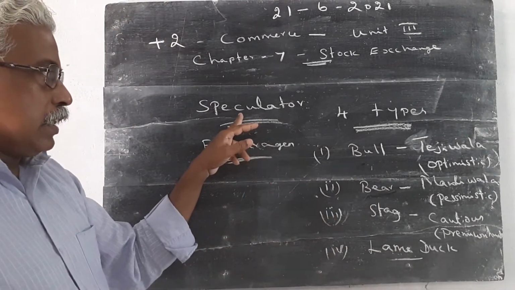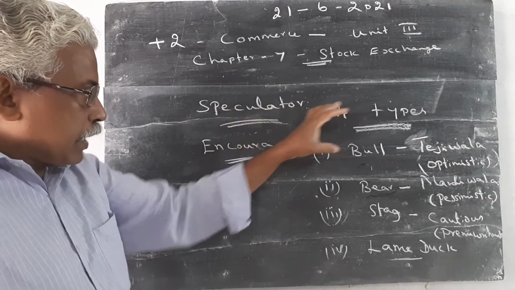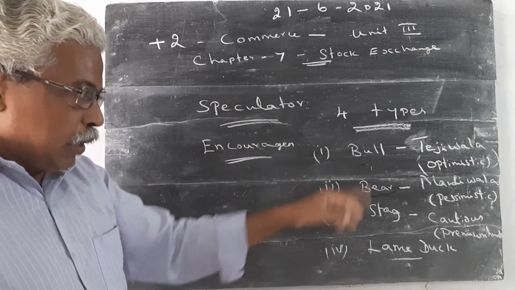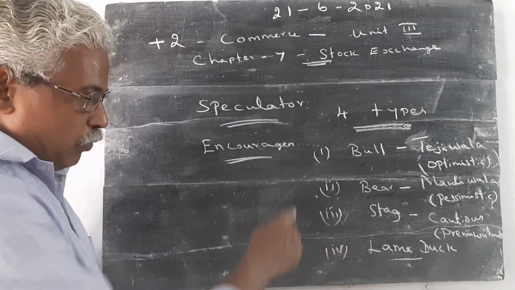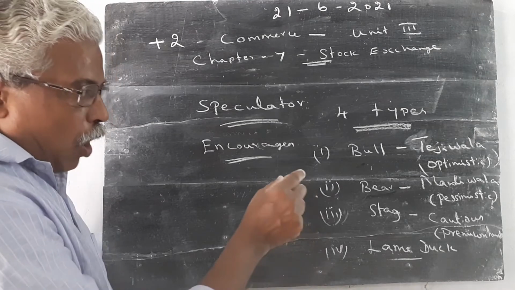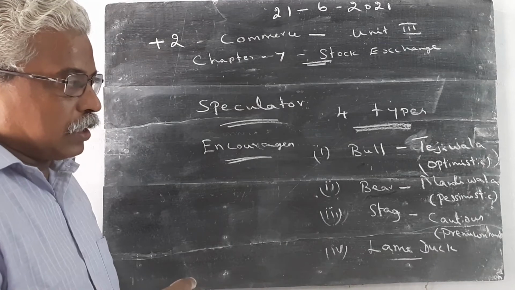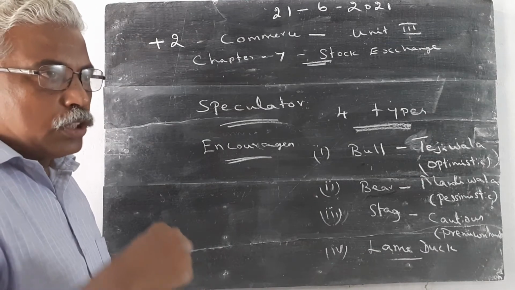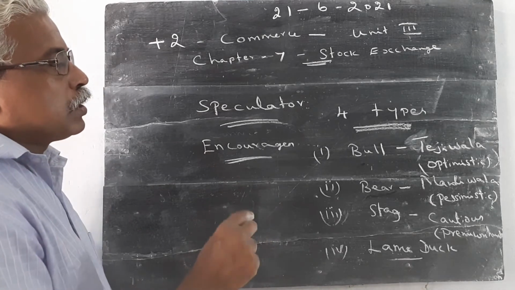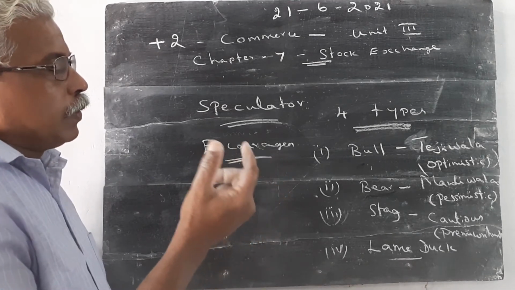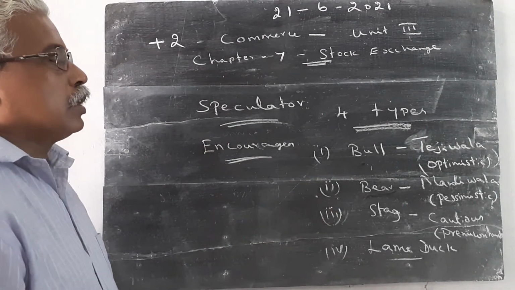The stock exchange encourages speculative business. There are 4 types of speculators. Number 1, bull. Number 2, bear. Number 3, stag. Number 4, lame duck. These are the 4 types of speculator. Optimistic, pessimistic. The literal meaning of optimistic is the person who thinks positively is called an optimist. Then pessimistic means the person who behaves in a negative manner is called a pessimist.